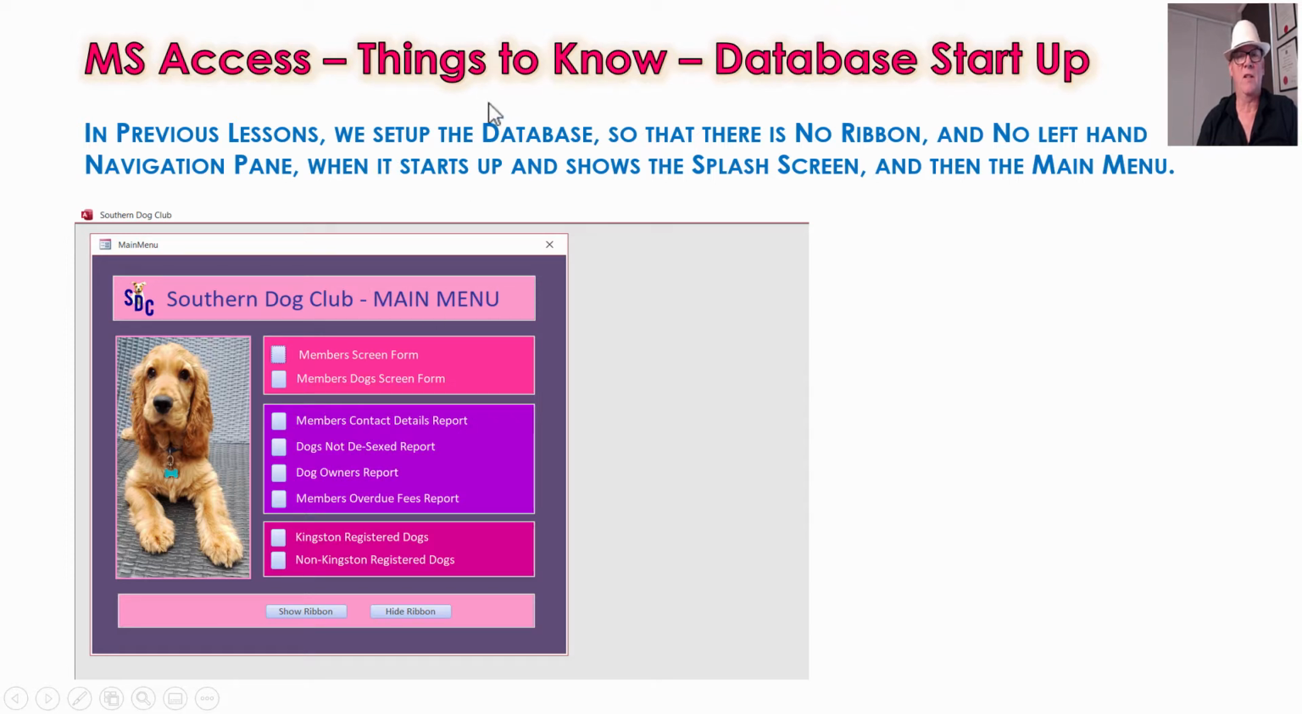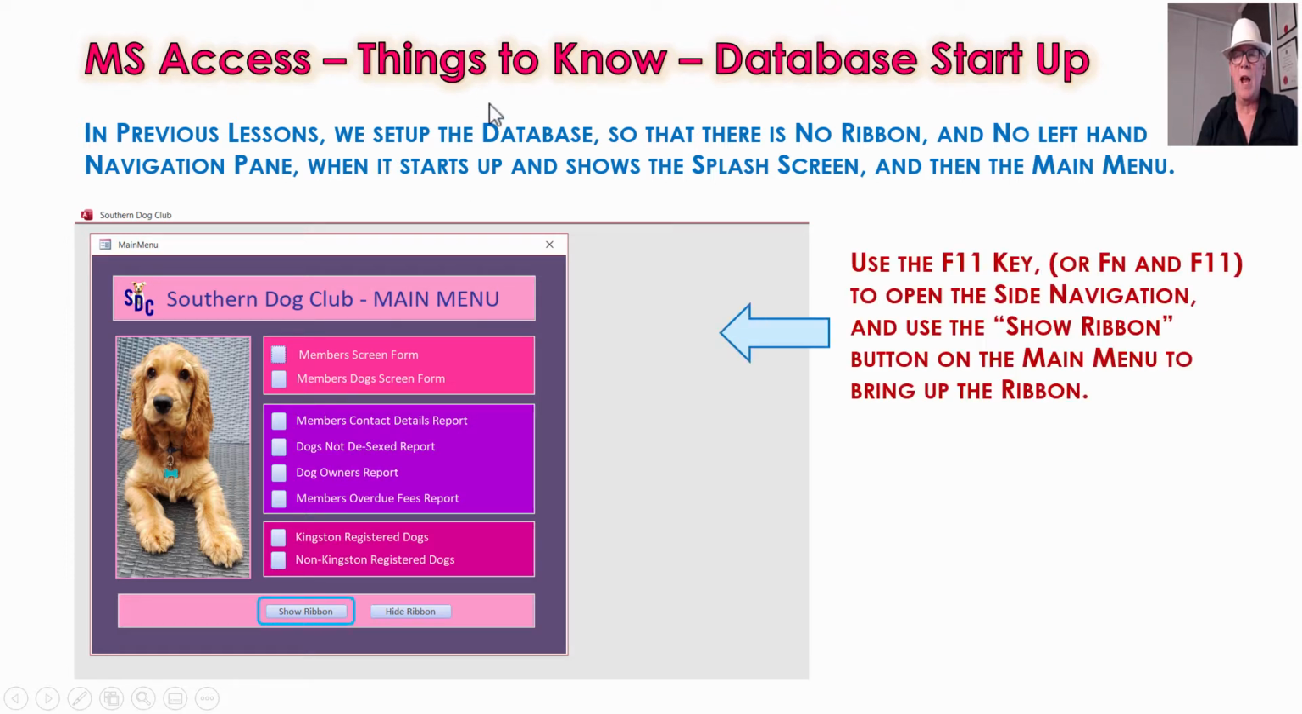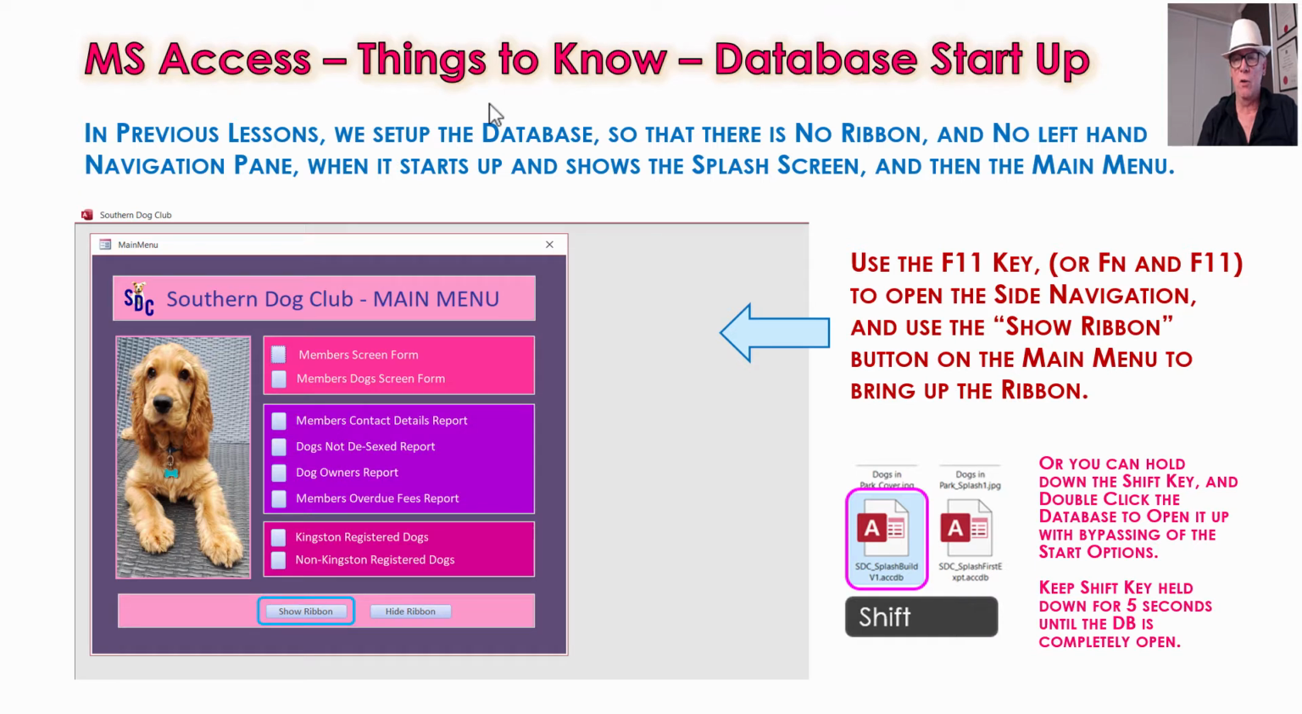Now, to bring those in so that you can do this lesson, you have to press the F11 key to open that side navigation so you can see all of the components, or if you're on a laptop, probably hold down the FN function key and then press F11. There's also a Show Ribbon button on this main menu. If you click that, the ribbon will come up, and if you click Hide Ribbon, it goes away. But you want Show Ribbon, otherwise you won't be able to get into the Design tab to do things.